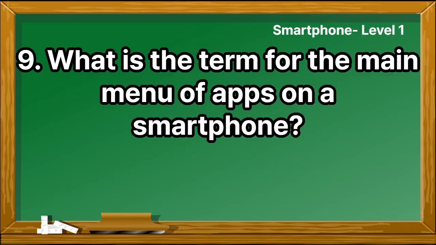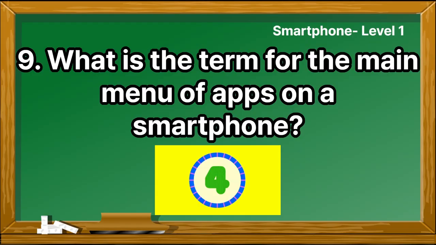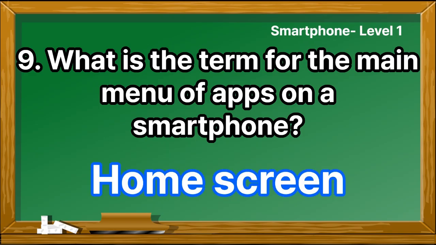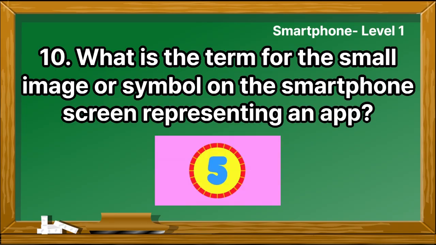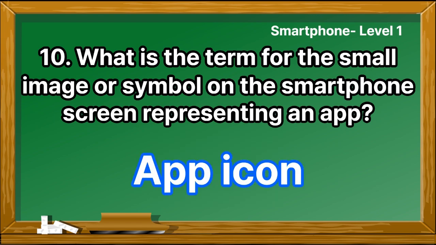What is the term for the main menu of apps on a smartphone? Home screen. What is the term for the small image or symbol on the smartphone screen representing an app? App icon.